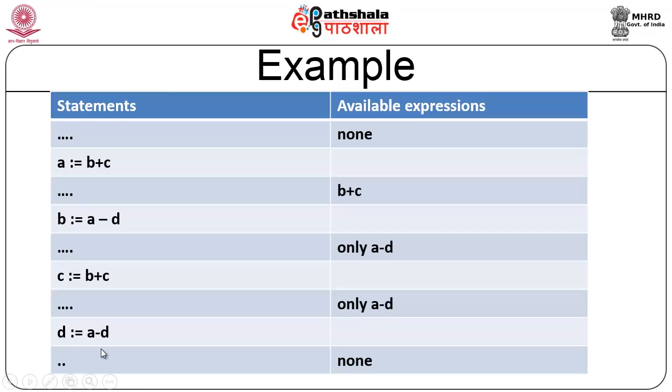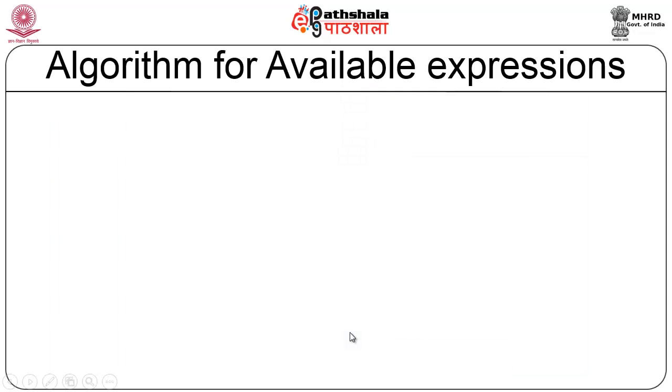So, the last one is A minus D. Now, what happens is A minus D is a common expression, so I am not computing it again. But beyond this point nothing is available. That is the conclusion. Beyond this point nothing is available because I am recomputing D here. So, this is the available expressions computation.